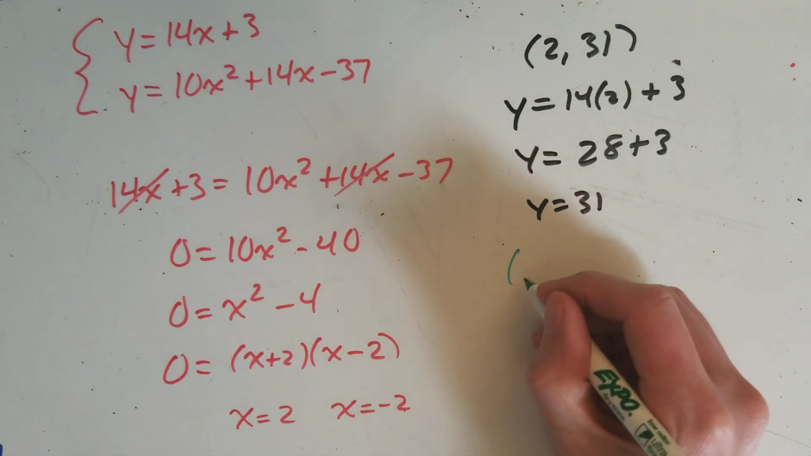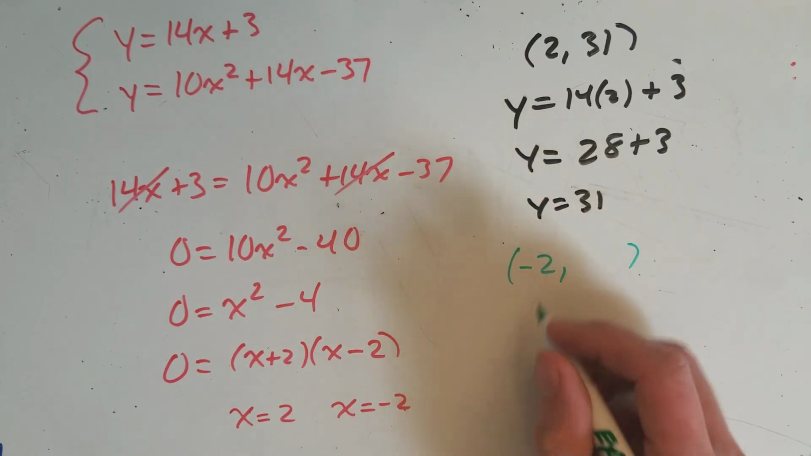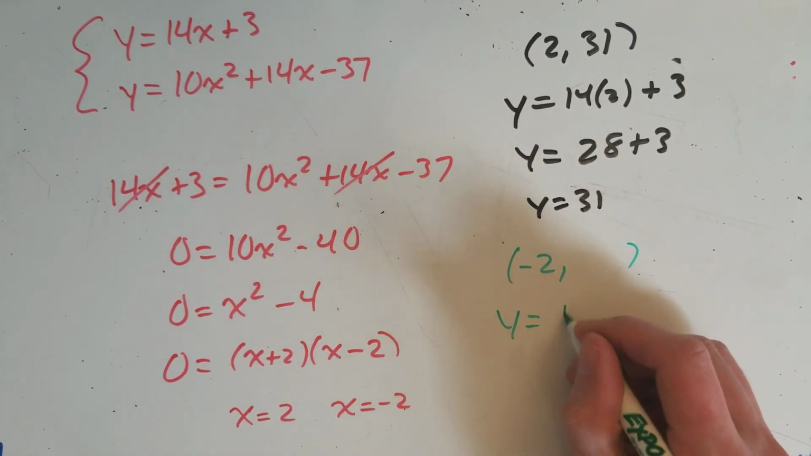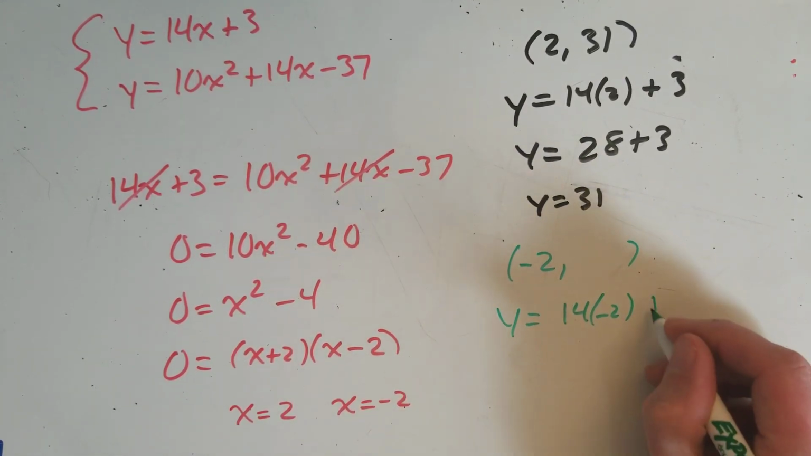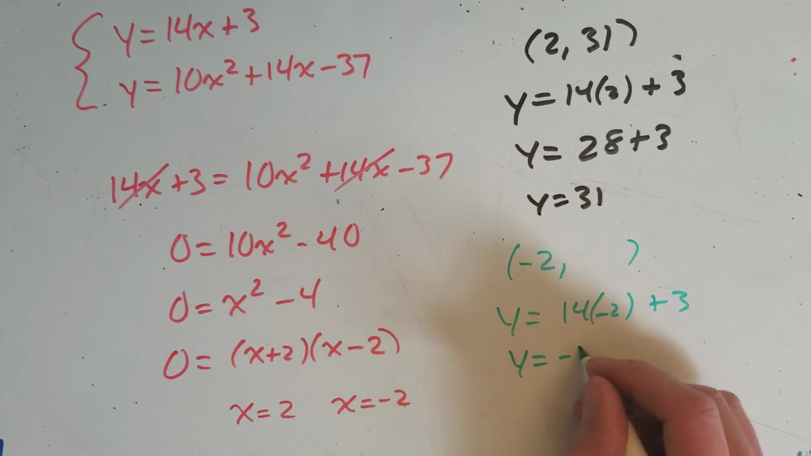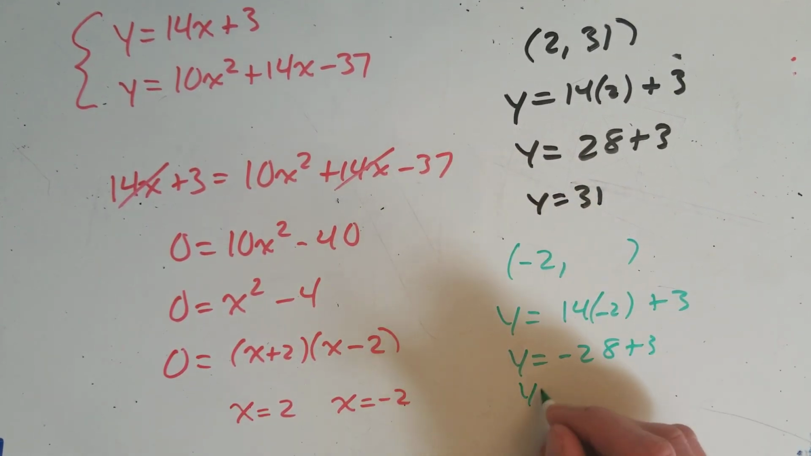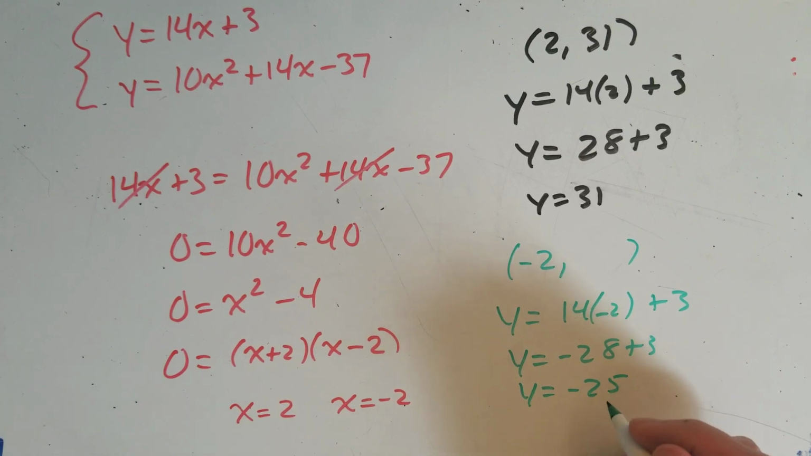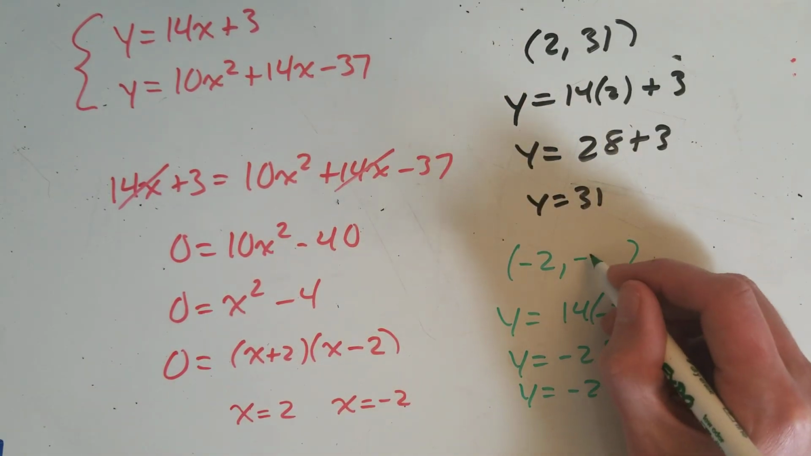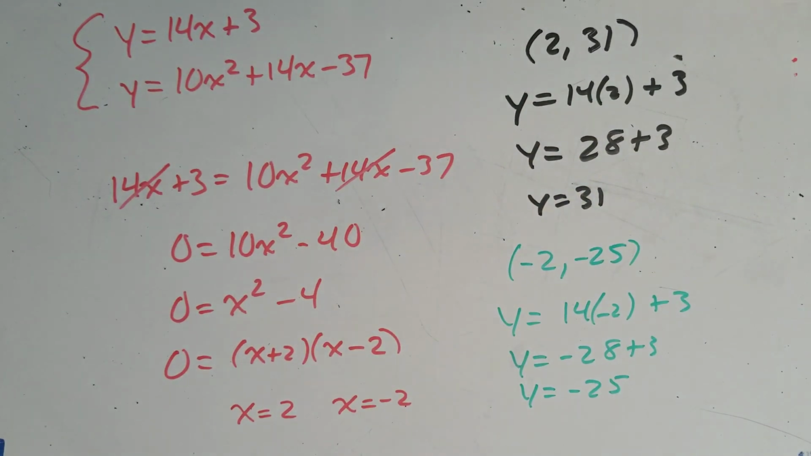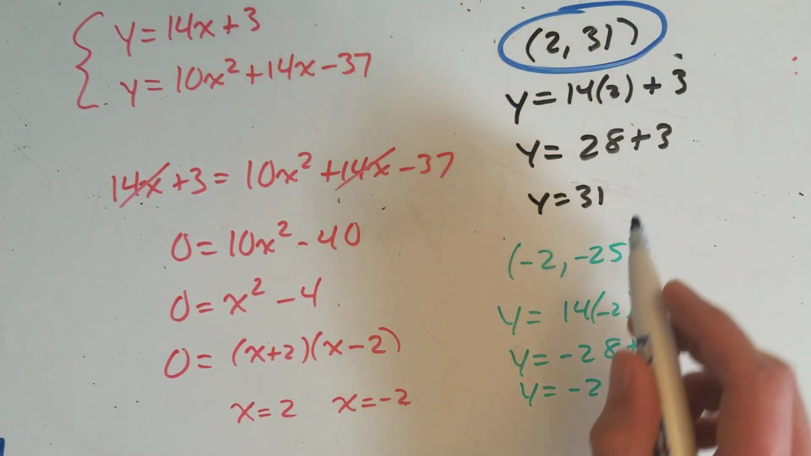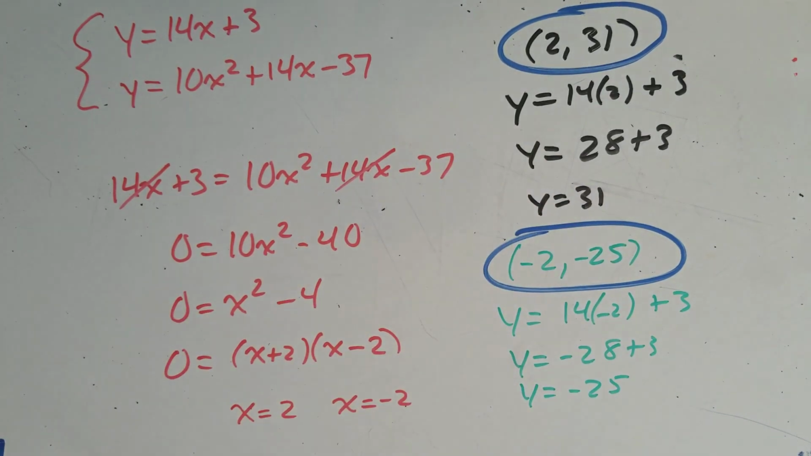And our other would be when x is negative 2. So y equals 14 times negative 2 plus 3. So negative 28 plus 3. So y can be negative 25 as well. And that would be if x was negative 2. So our 2 points of intersection are right here. We'll intersect at (2, 31) and (negative 2, negative 25).